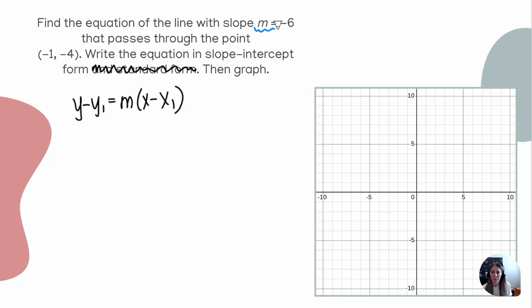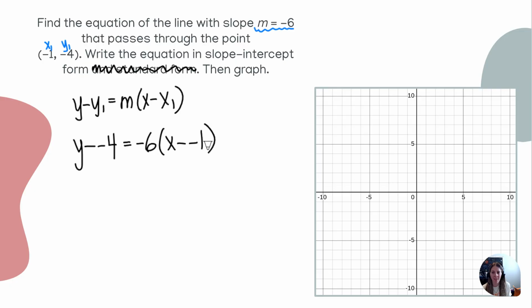Here's my m, and this is my (x1, y1). So let's plug those numbers into this equation here. So we have y minus y1, which is a -4. And then this equals m. M is -6, parentheses, x minus x1, which is a -1.